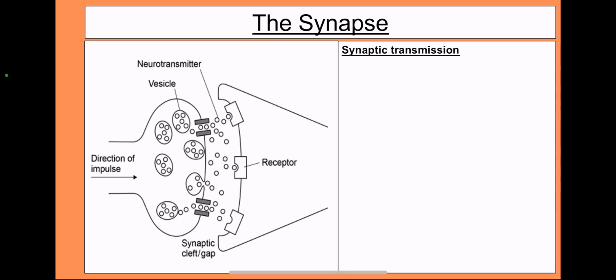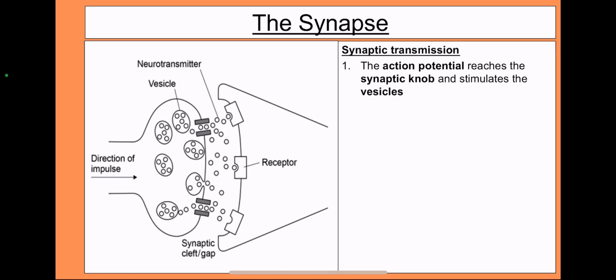So firstly, on the left, you've got 2 neurons zoomed right in. This is the dendrite on the right here, and on the left, we've got the synaptic knob of the other neuron. They've got the direction of the impulse coming from left to right. So the electrical impulse comes down the axon, down to the synaptic knob, and then it will essentially cause the vesicles to be stimulated. Once the vesicles are stimulated, the neurotransmitters inside will start to diffuse out of their vesicles, and they will diffuse into the synaptic cleft.